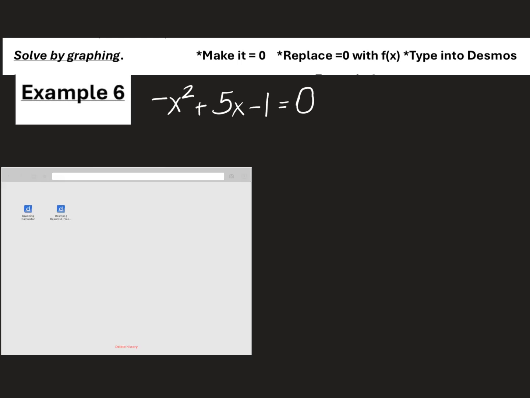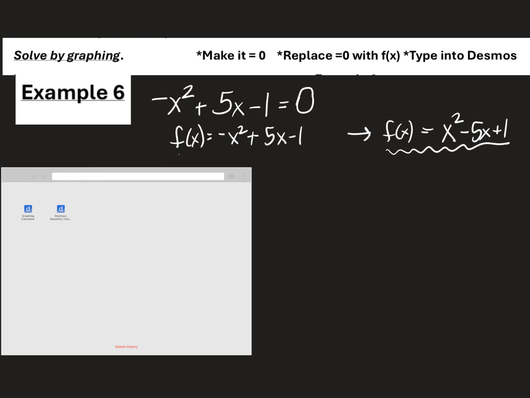Same thing for this question. You're welcome to type it in like this because it already equals 0. You will probably see me rewrite it every time to look like this: add x squared, subtract 5x, add 1. So you'll probably always see me type this in. If you type this in, see if you get a different answer.